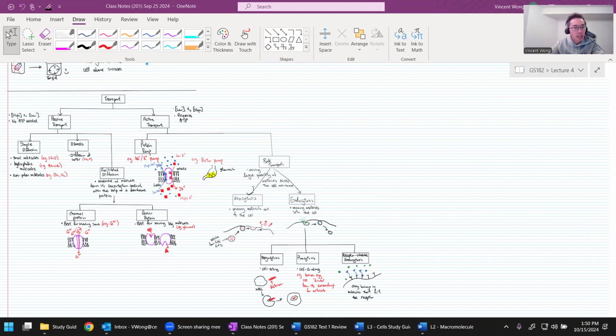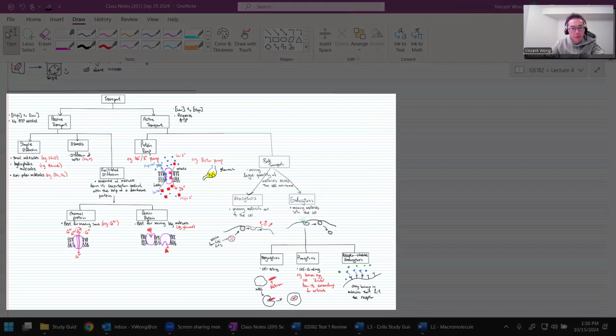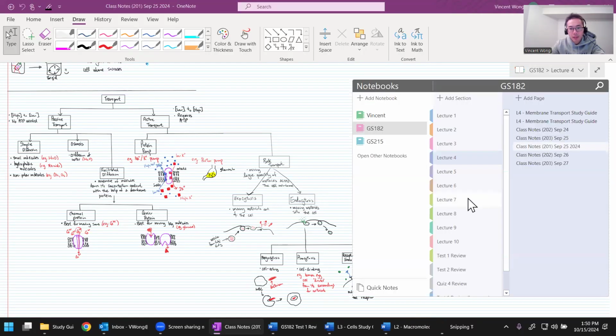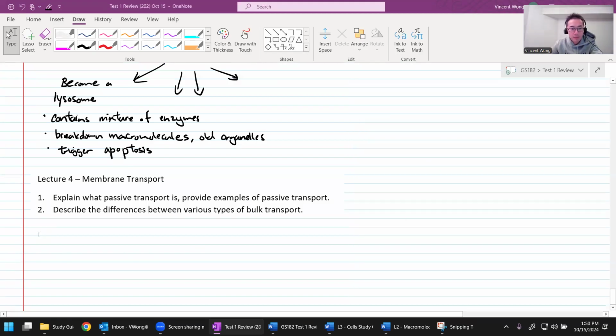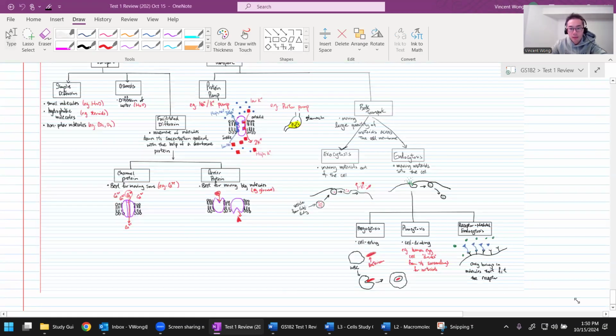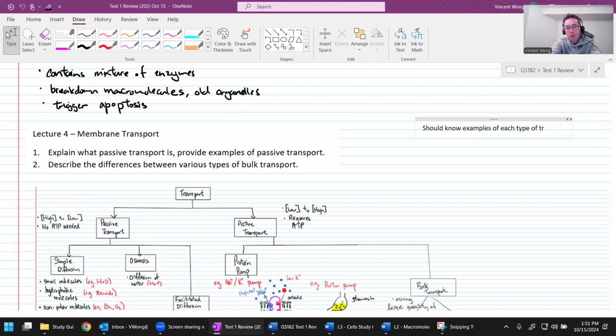I'm not going to go through them again, but I will copy it and paste it over here for you. So this question, what passive transport is? Passive transport is over here. It's from high to low concentration, no ATP needed. This is what you should know. You should know examples of each type of transport.